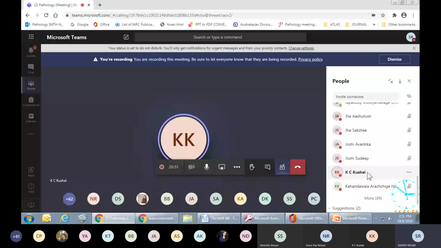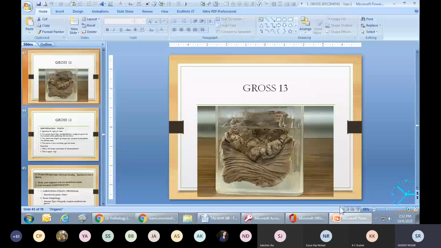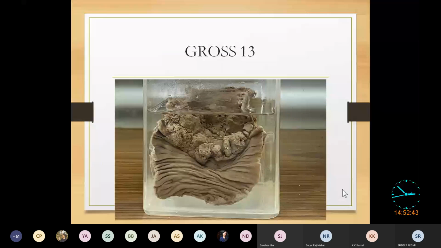Yes, sir. Can you please elaborate on the proximal type of colon carcinoma, gross? Whatever we have discussed, or shall I show you the picture? This is the picture. It must have come onto your screen. So how do you describe this gross? So there is napkin ring appearance. Sorry, can you repeat, please? I can't hear you properly.